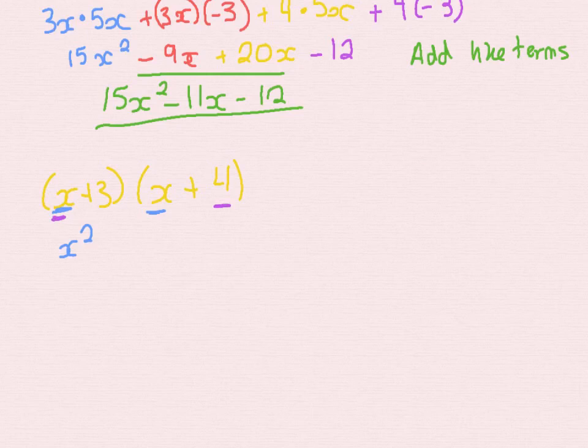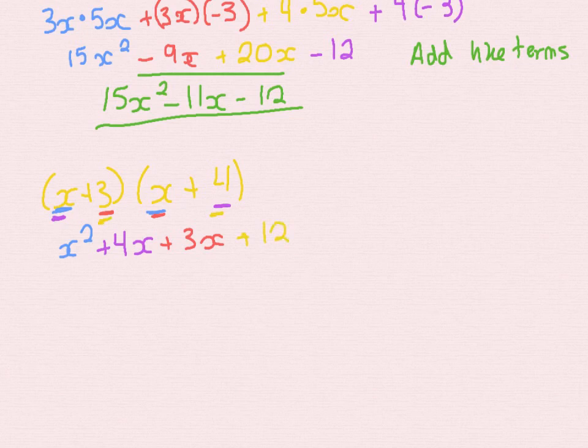Okay, so our outers will be x times 4, which is plus 4x. Then we're going to do our inners. Our inners are 3 and x, so we're just going to have plus 3x. And our lasts, which, oh here, I'll pick another color. I'll pick the yellow again. Our last, which is 3 times 4, which is 12.